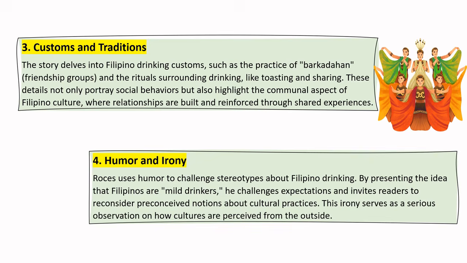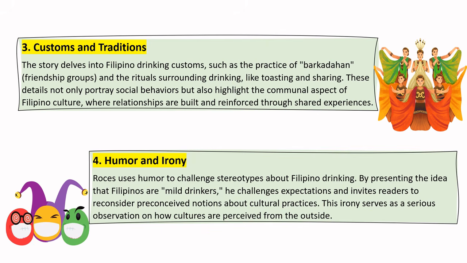Number 4. Humor and irony. Roces uses humor to challenge stereotypes about Filipino drinking. By presenting the idea that Filipinos are mild drinkers, he challenges expectations and invites readers to reconsider preconceived notions about cultural practices. This irony serves as a serious observation on how cultures are perceived from the outside.